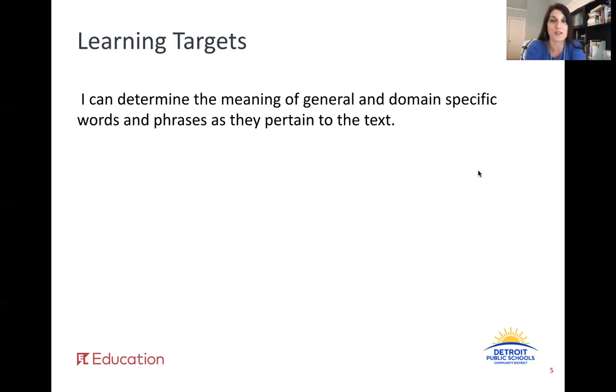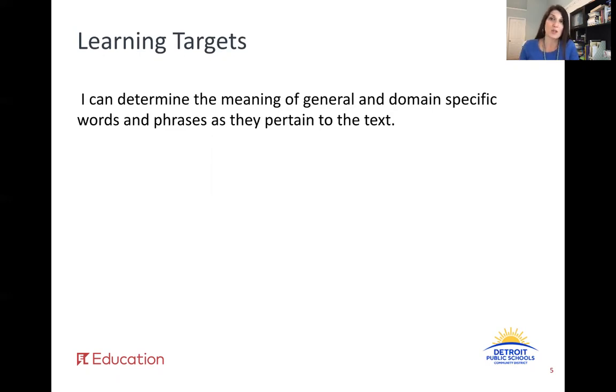Okay, now that you have your materials, let's go ahead and look at our learning target together. It says, I can determine the meaning of general and domain-specific words and phrases as they pertain to the text. So hopefully this learning target is looking very familiar, but let's unpack it and look at this together. So again, it says, I can determine. So I can find the meaning of general. General means just that, general vocabulary words that are in our text that might not pertain to natural disasters or what we're learning about, but they may just be vocabulary words that we're not familiar with.